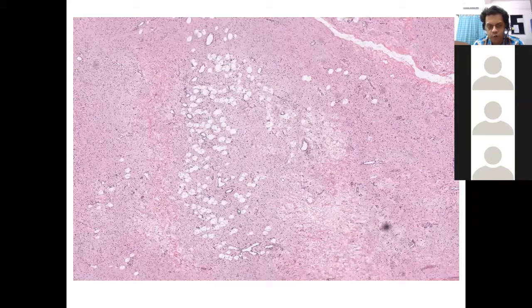Now going to a higher power, we see that there is a proliferation of cells. We are not able to make out, but what is obvious is that there is an entrapment of the subcutaneous tissue, right? The adipocytic elements can be seen over here, which are trapped between the cellular elements.